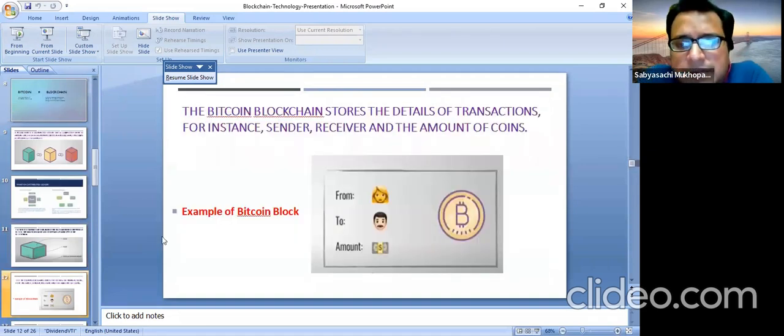For example, one common question that comes to mind, because we all know that one of the popular applications of blockchain is Bitcoin, is what can be there within a Bitcoin block? Whenever you are making transactions, the transactional information has the sender, receiver, and the amount of the coin. These three pieces of information are stored. So within a Bitcoin blockchain, it has three basic pieces of information: sender, receiver, and the amount of the coin.